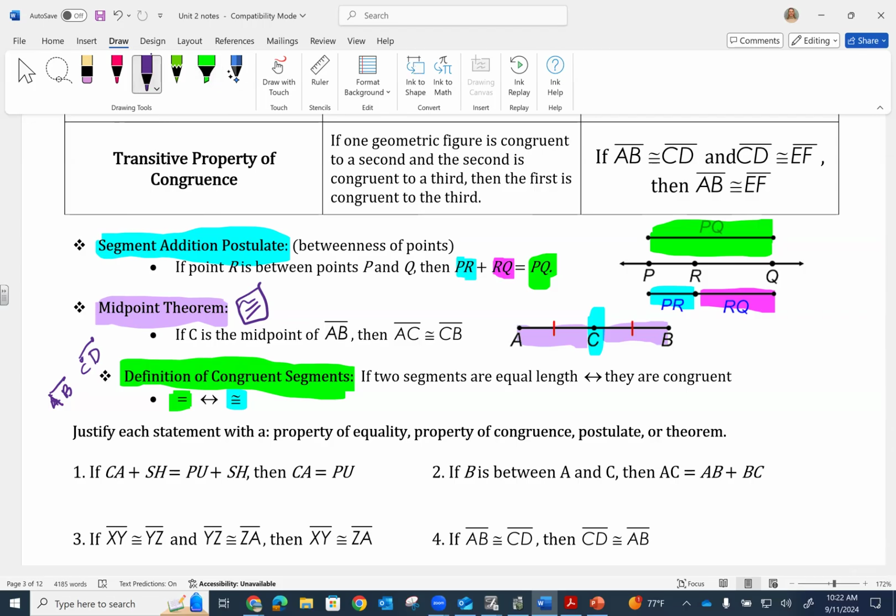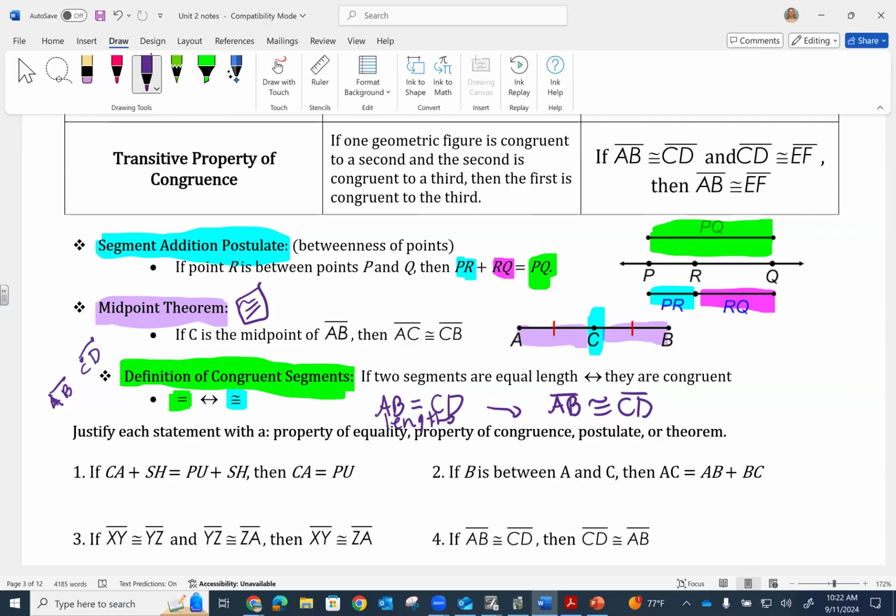Okay. And so I'll give you an example. It could be AB equals CD. That means their lengths are equal. And then guess what I could say next? I could say segment AB is congruent to segment CD. Why? If their lengths are equal, they're going to be congruent.